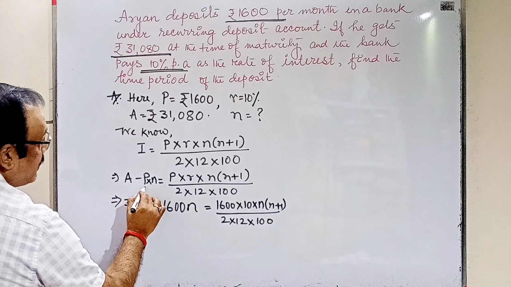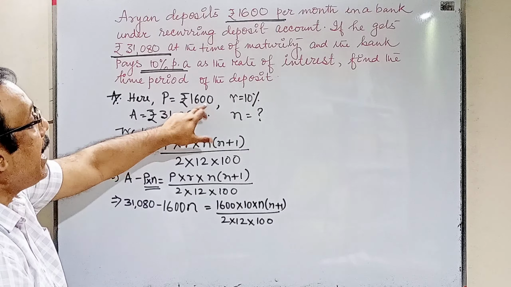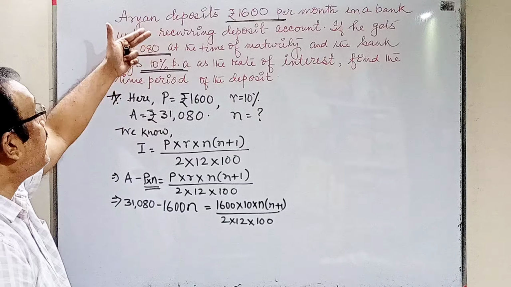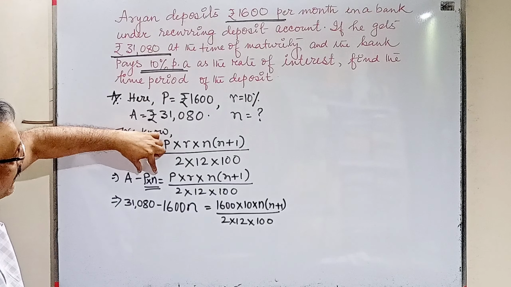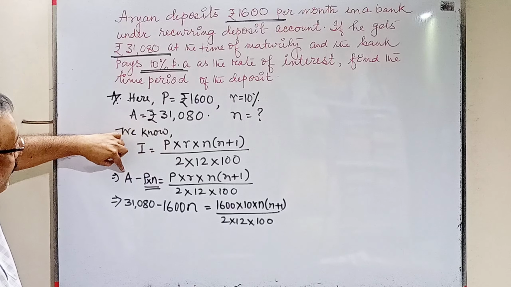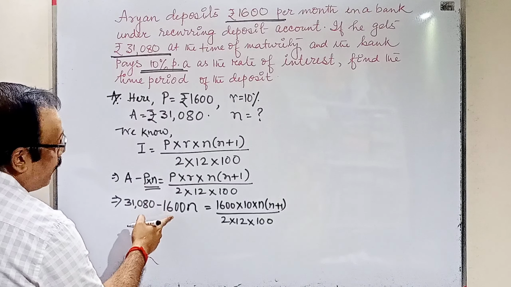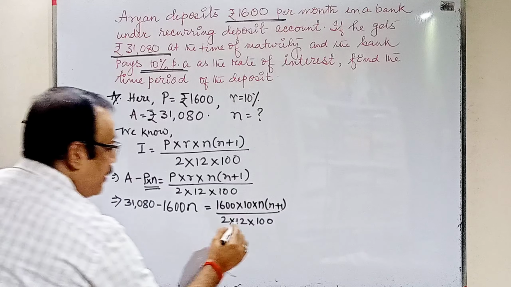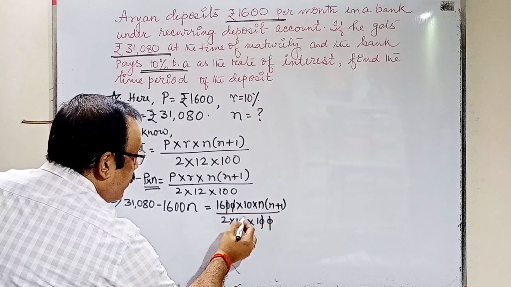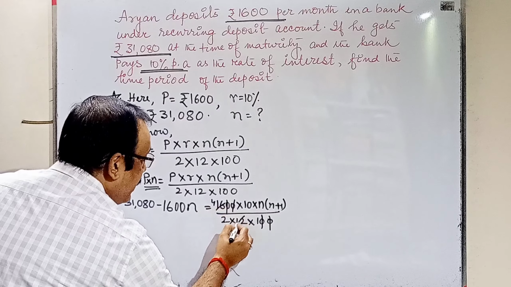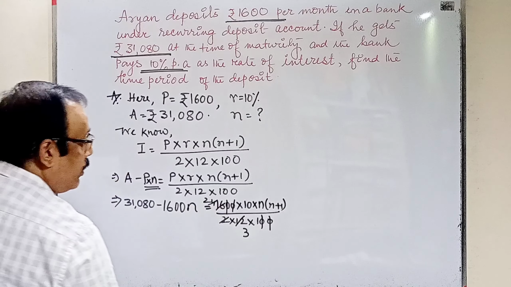Hope you have noted this. P is the principal, that is 1600 per month, and Aryan has paid for n number of months. So for n number of months, P into N, this much amount has been paid. So amount minus this will be my interest. So P is the principal, which is 1600 into N. Now we'll cancel these two zeros out. So 4, 4, 16, 4, 3, 12, this 2 cancels 2.